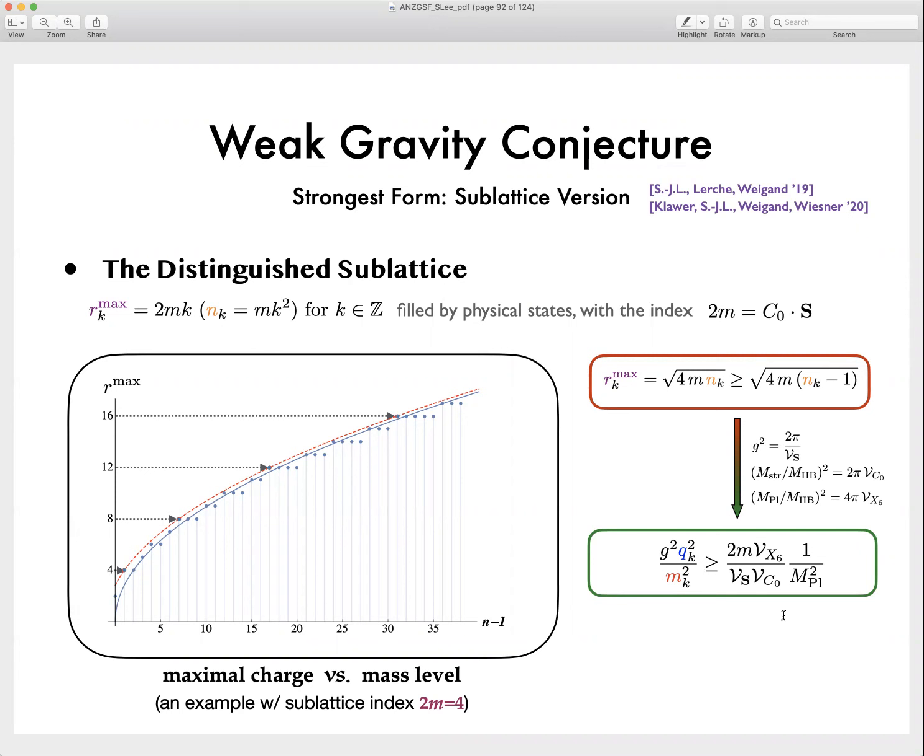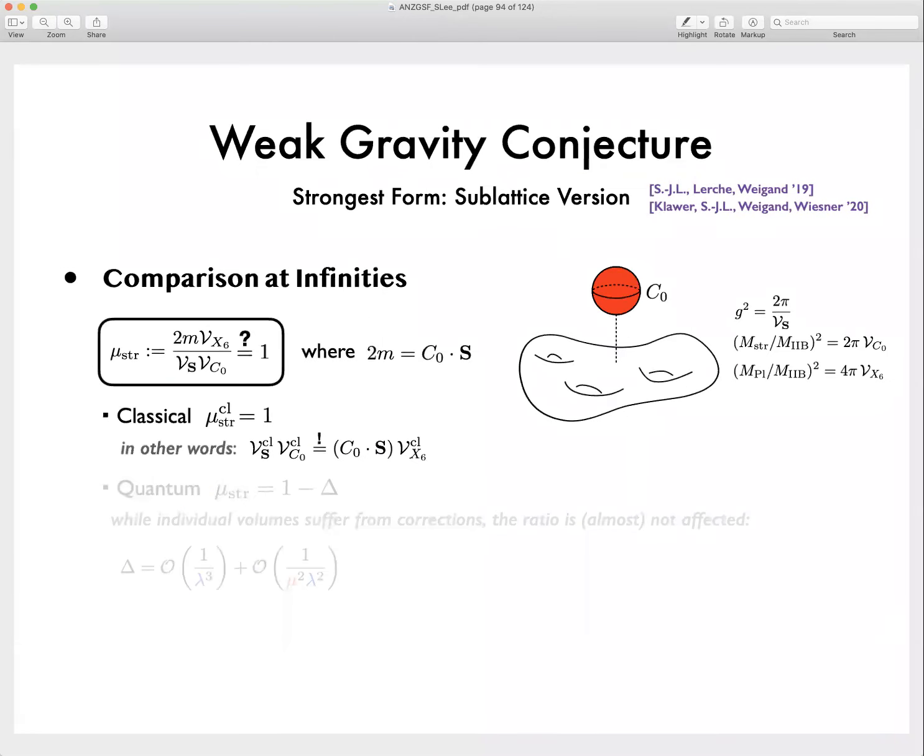So the crucial remaining question here is the following. In this green box inequality, the prefactor on this right-hand side, which we denote as mu string, does it agree with the extremal black hole value, which is just 1? To answer this question, we start with the classical geometry. So through lines of algebras, we can indeed confirm that mu string is 1 at the classical level, at least.